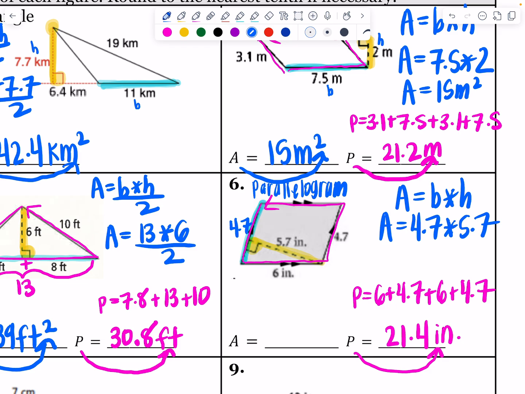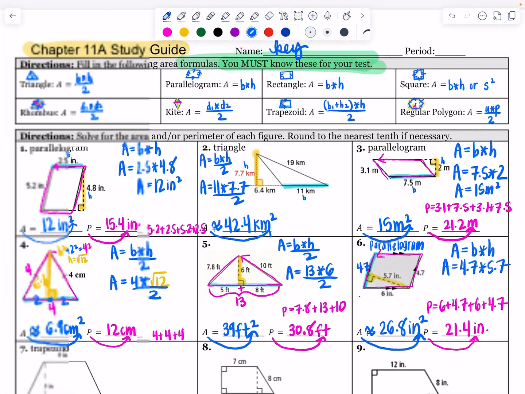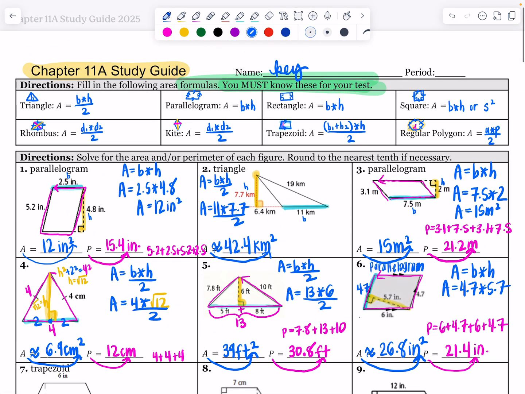That is going to give me, we're going to round it, about 26.8. They say to round to the nearest tenth. So the exact answer is 26.79. That rounds up to 26.8 inches squared, because area is always in units squared. So let's just make sure we're paying attention to our units as we go. So there's 1 through 6.